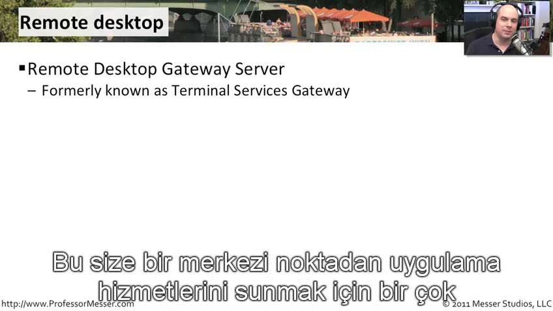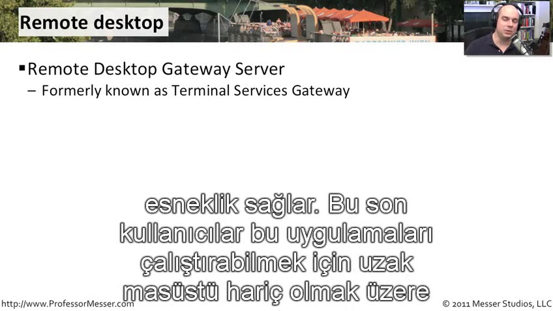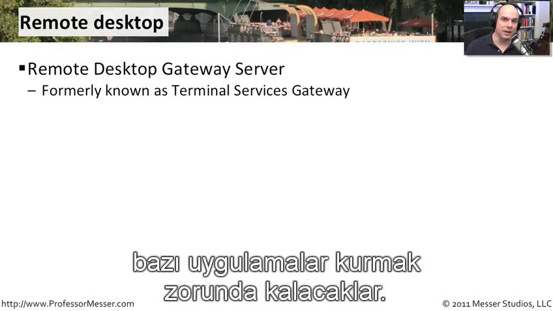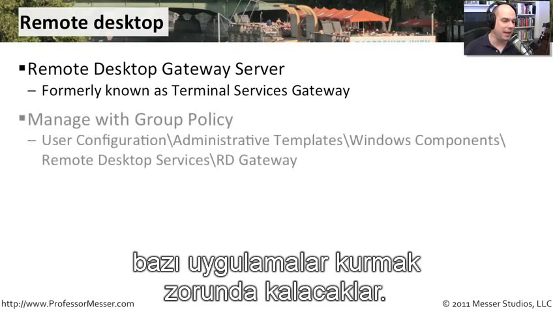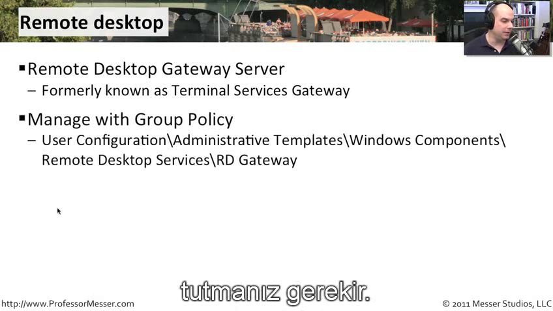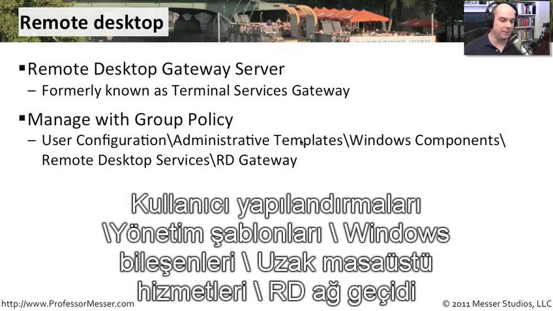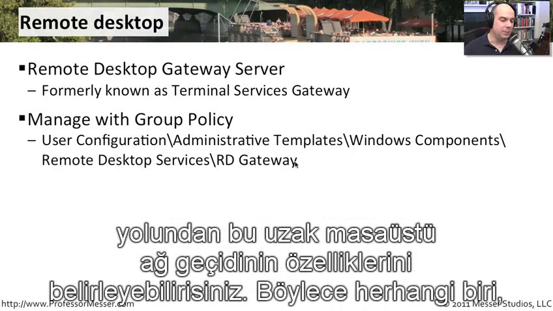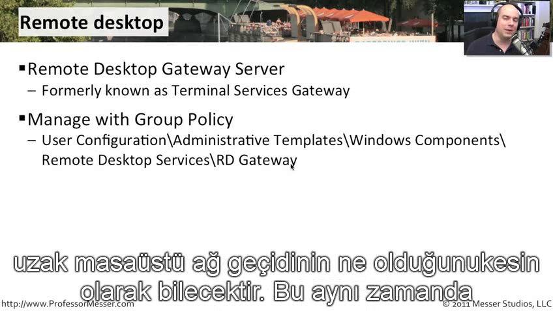That gives you a lot of flexibility to provide application services from one central point, and those end users won't have to install any applications except for the ability to run the remote desktop to be able to run those apps. You can manage this with group policy. The group policy you'll want to keep in mind here is under your user configuration, administrative templates, Windows components, remote desktop services, and specify what that remote desktop gateway is so that whenever someone starts up their applications, they'll know exactly what RD gateway to go back to.